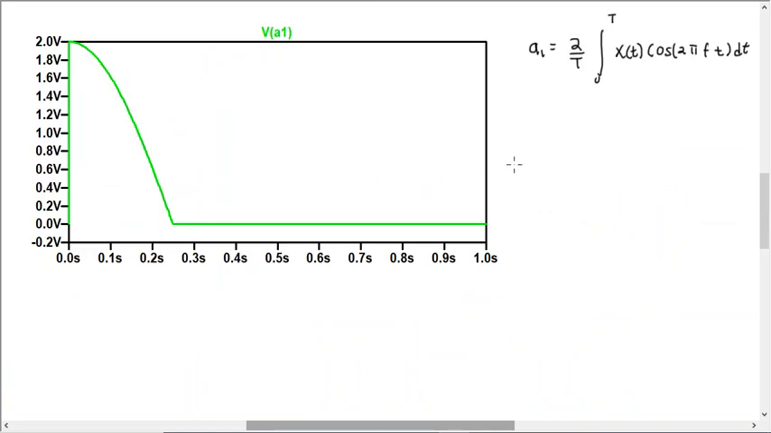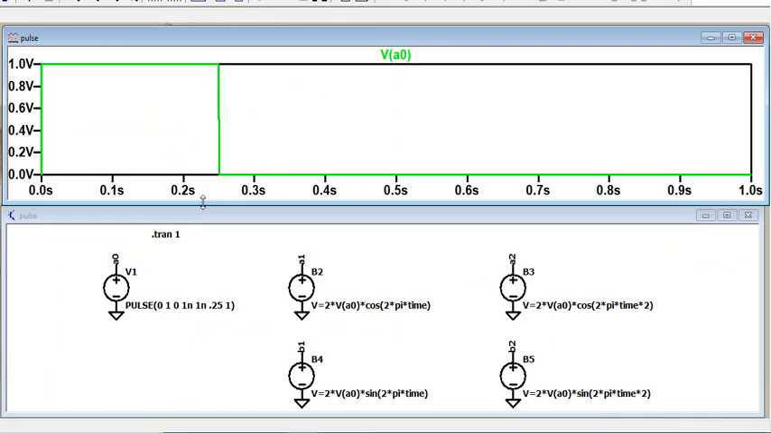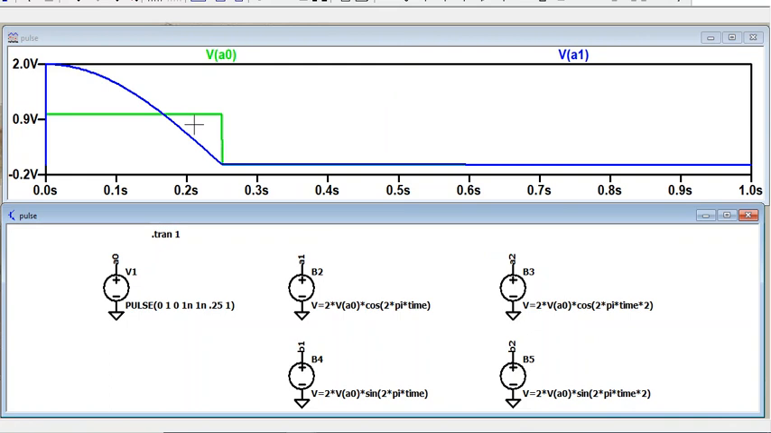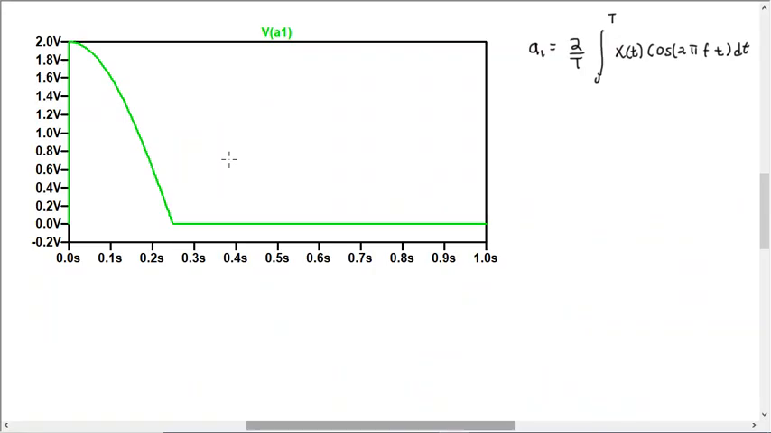Now what I've done is multiplied the first harmonic, so the frequency is 1 hertz, times 2 times the cosine, times the original function, and we get this shape. If we go back to LTspice, here's the pulse, which then gets multiplied by the first harmonic, and so we get that value. All right, so I've just put this over here.